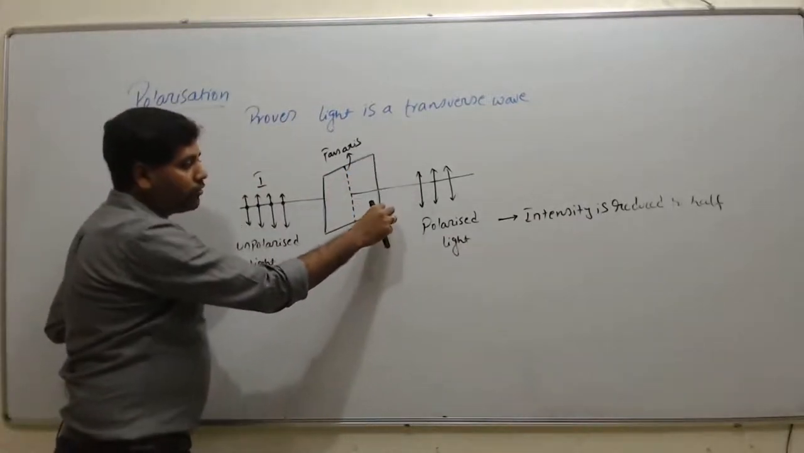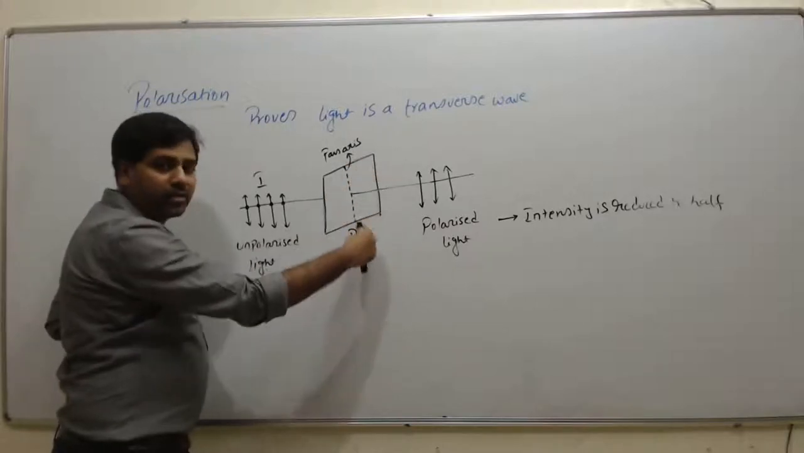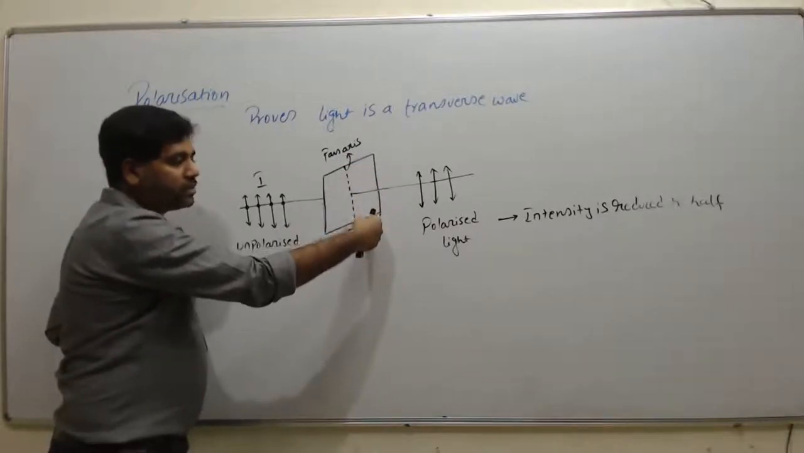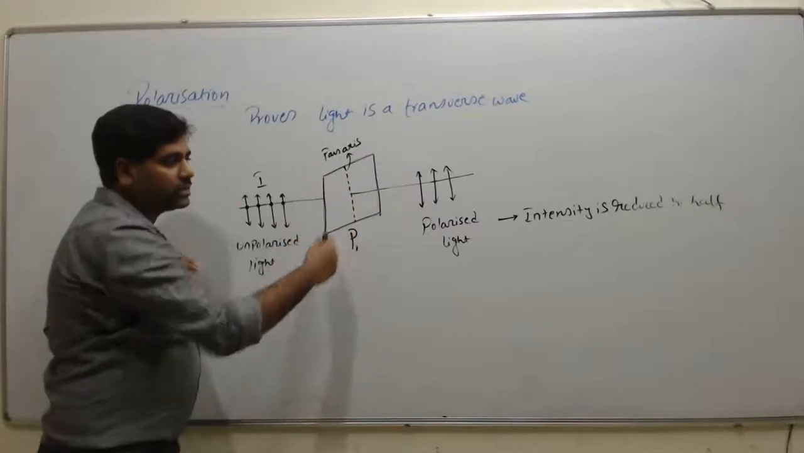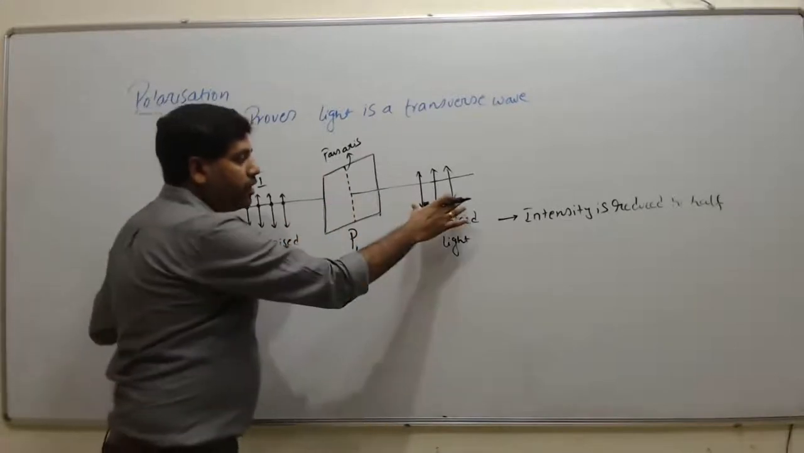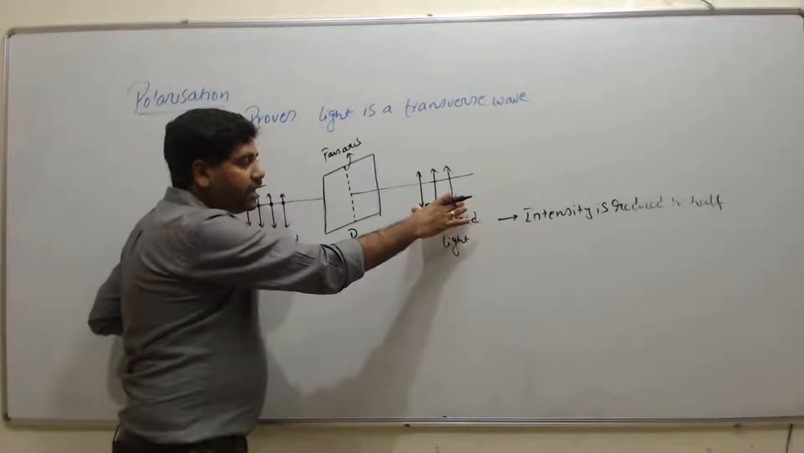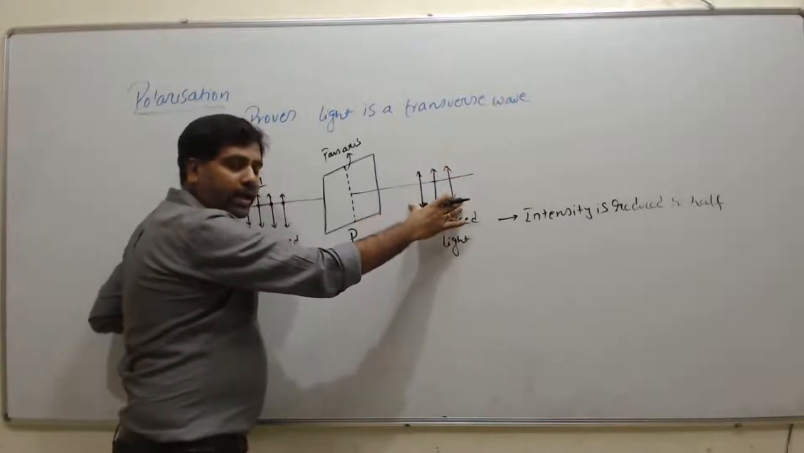Next, if we rotate this polaroid either in the clockwise direction or in the anti-clockwise direction, there will be no change in the intensity of the polarized light.